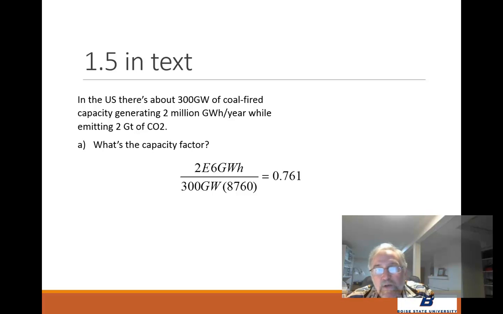There's 300 gigawatts of coal-fired capacity. We call that the nameplate or capacity. And altogether, they generate about 2 million gigawatt hours of electricity in a year, and they're responsible for emitting about 2 gigatons of CO2. So the capacity factor is about 0.76. That's the amount of energy, the 2 times 10 to the 6 gigawatt hours, divided by the capacity, 300 gigawatts, times the number of hours in a year. So they're on average available about 3/4 of the time, 76% of the time.